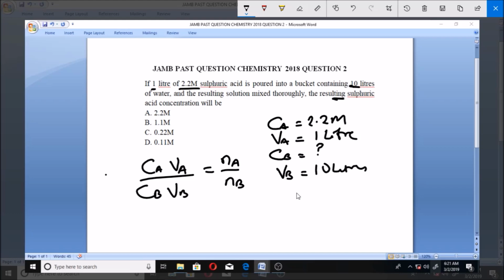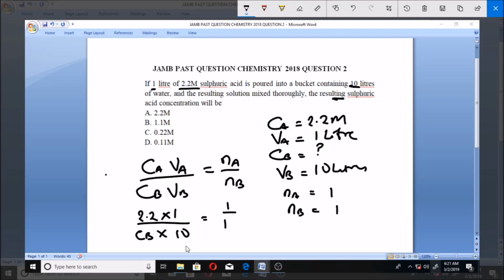Now, what is the number of moles involved? If you write the chemical equation, you will find out that Na is 1 and Nb is also 1. So if you fix this in the equation, Ca we already know is 2.2, so we have 2.2 times Va, which is 1, over Cb, which we don't know, so we still write Cb, times Vb, which is 10, equal to 1 over 1, which is 1.